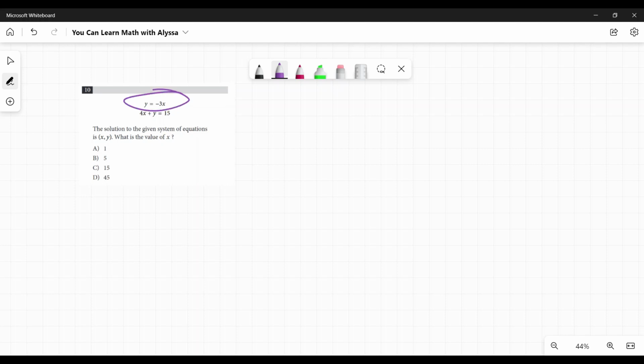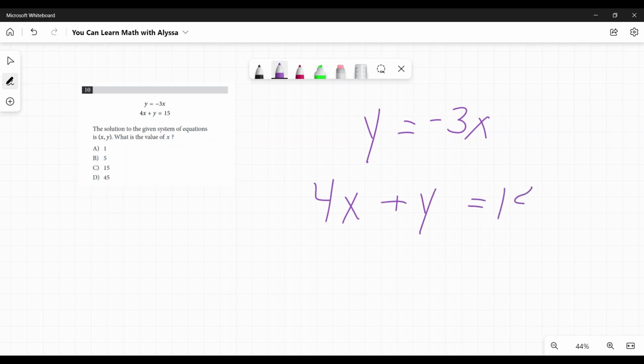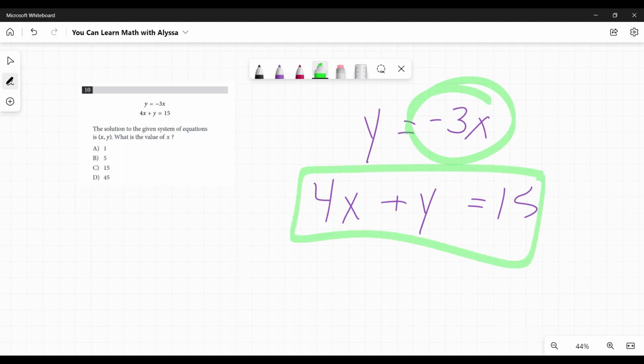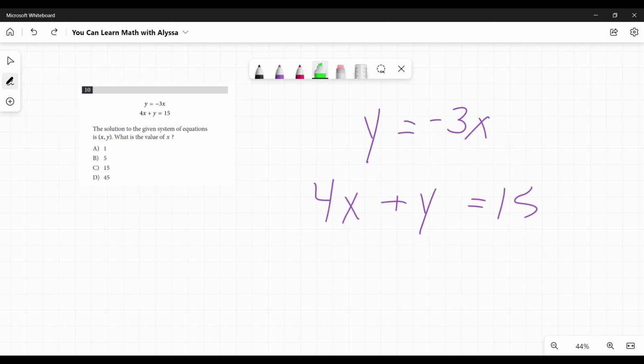In this case, because they already have a variable isolated as y equals negative 3x, I am going to use substitution. So for substitution, we take this y equals negative 3x, and then in my other equation, every time there's a y, I plug in a negative 3x. That's the easiest way. So that's what I'm going to do.